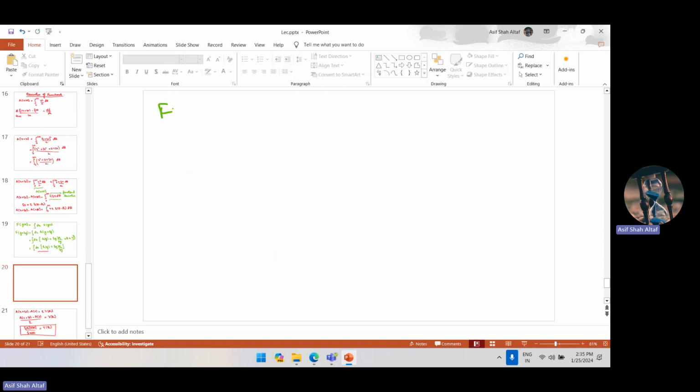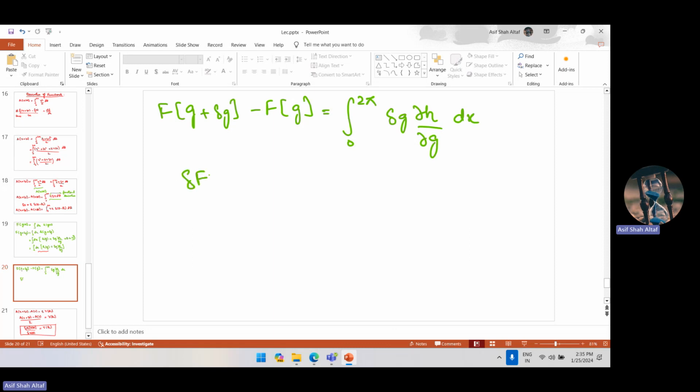If you again recognize the first term here, the remaining terms you can write, which will be 2 pi delta g dou h by dou g dx. And when you have calculated this thing, then the way we define the derivative of this functional is in this way, which is to be written as dou h of g of x by dou g.